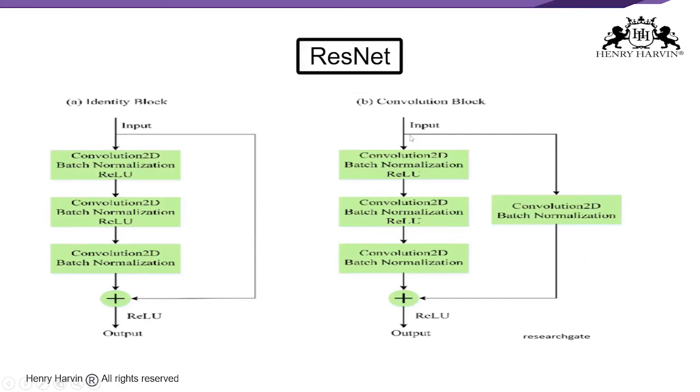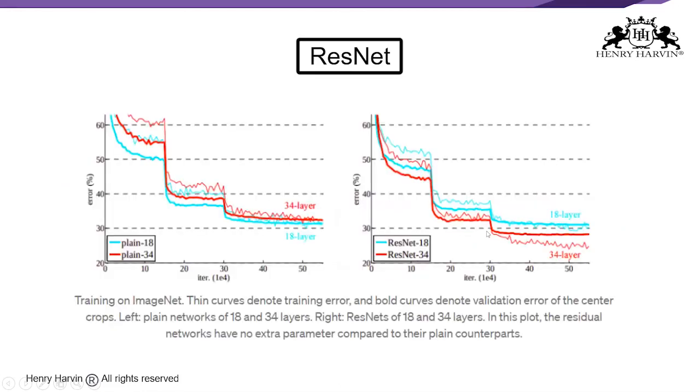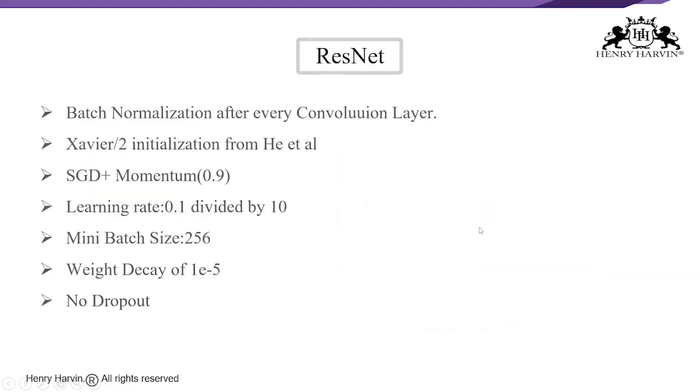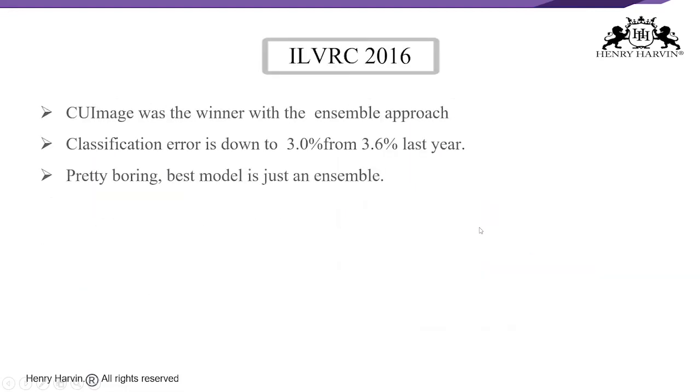So in the convolution block, what you can see is, what is the added one? Here you can see convolution 2D and batch normalization, right? So we have a very good idea of what this convolution 2D is, and we have also come across this batch normalization, right?